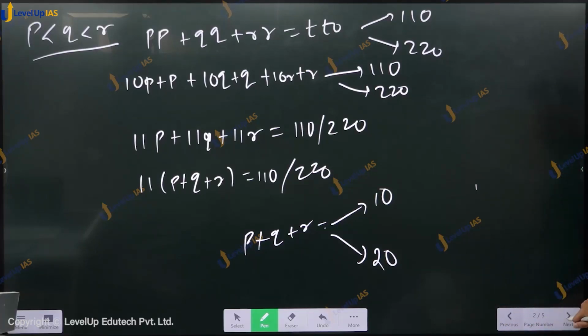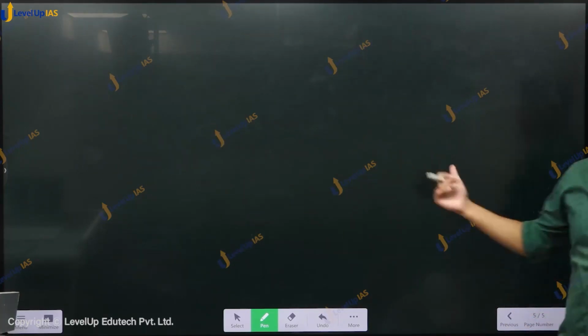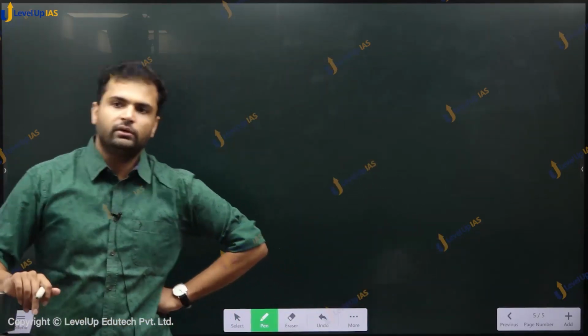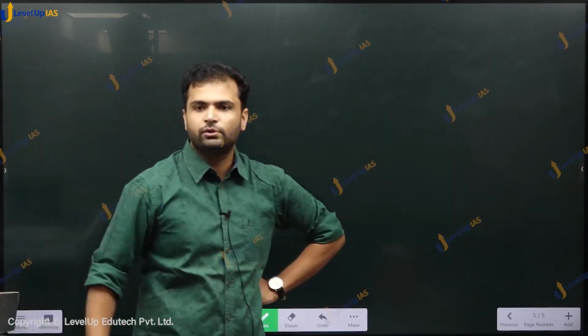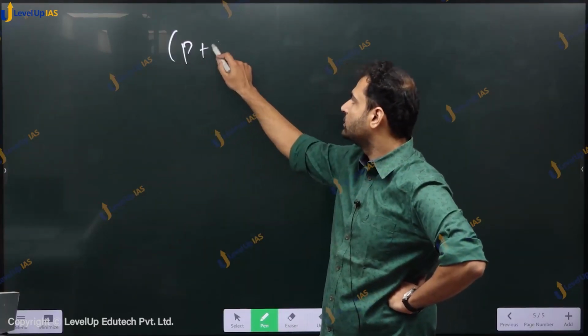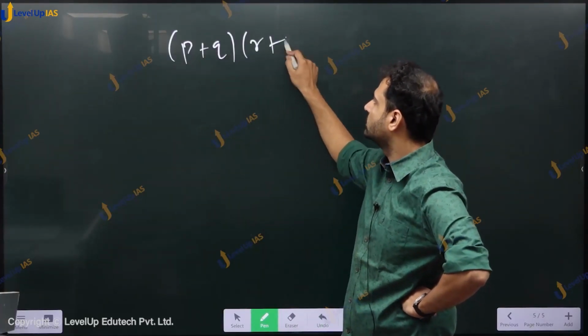Okay. But in examination hall, this question would be lengthy to do. But the next question, everybody should attempt. Everybody should get right answer. Last on that particular page, P plus Q into R plus S.